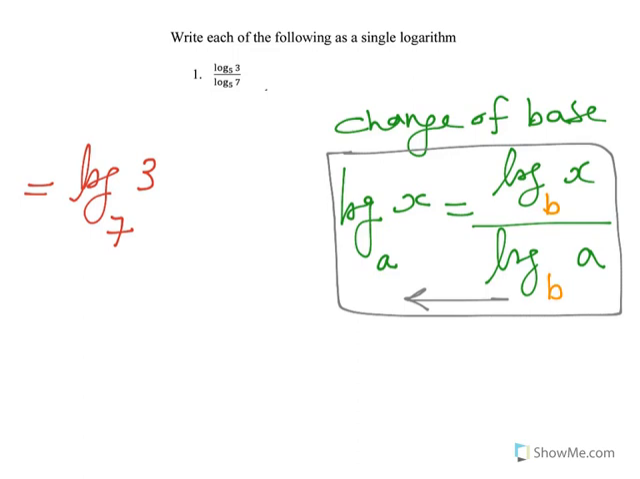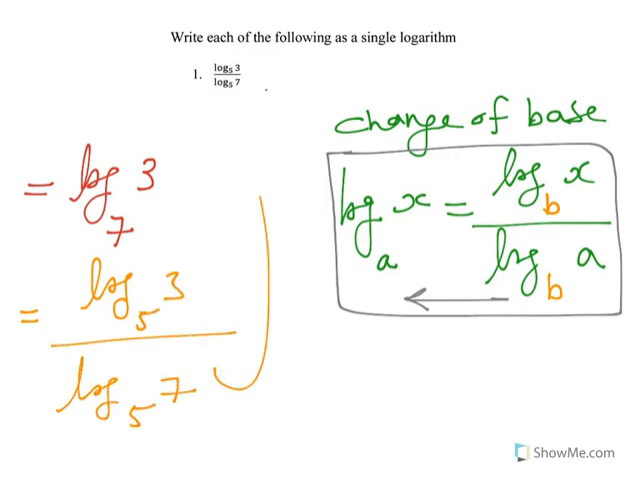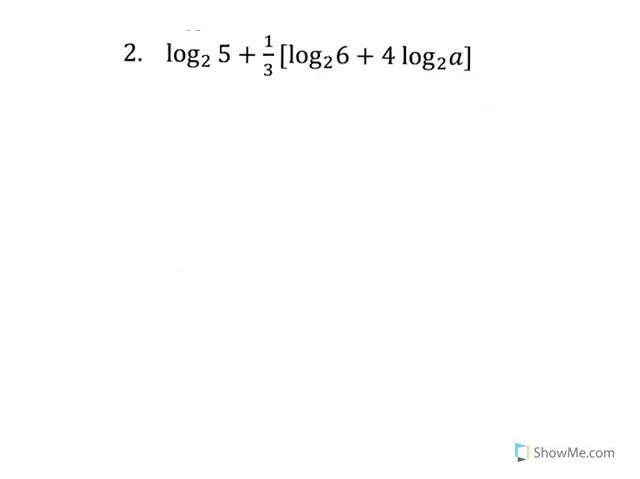A neat way to check if your answer is correct or not, you can always change the base back to 5. If I wanted to do that, I would have done it like this: log base 5 of 3 over log base 5 of 7, which was given. So that's a little check for yourself, to use the change of base formula in the forward direction. But it looks pretty simple.